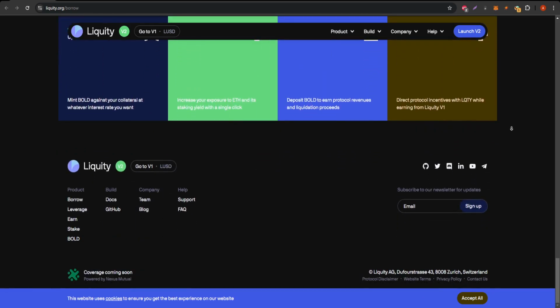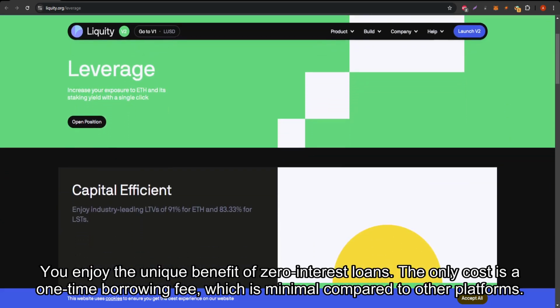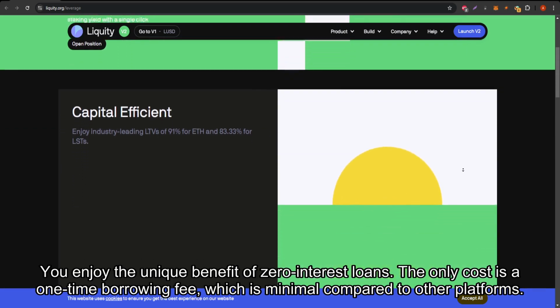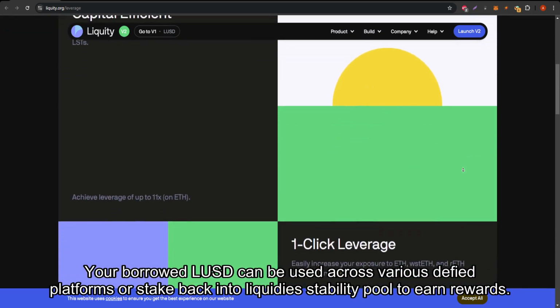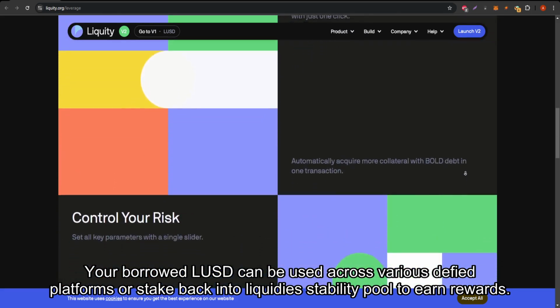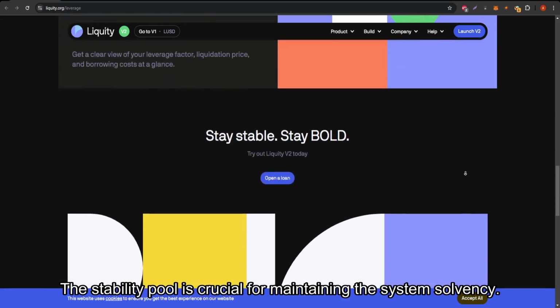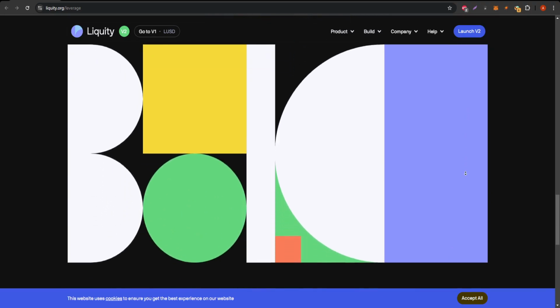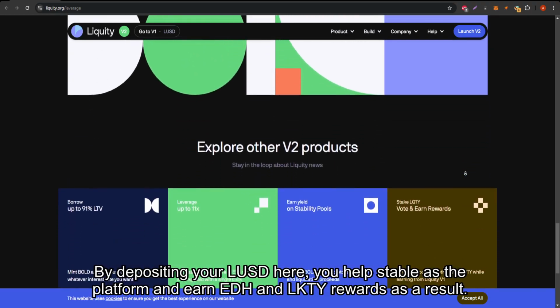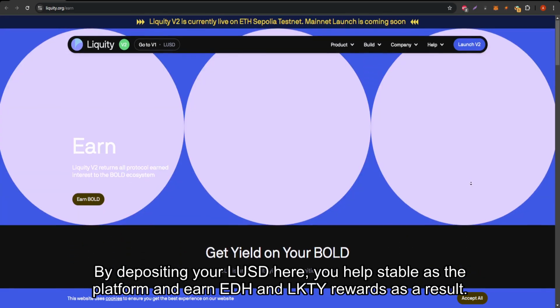As a borrower, you enjoy the unique benefit of zero-interest loans. The only cost is a one-time borrowing fee, which is minimal compared to other platforms. Your borrowed LUSD can be used across various DeFi platforms or staked back into Liquity's stability pool to earn rewards. The stability pool is crucial for maintaining the system's solvency. By depositing your LUSD here, you help stabilize the platform and earn ETH and LQTY rewards as a result.